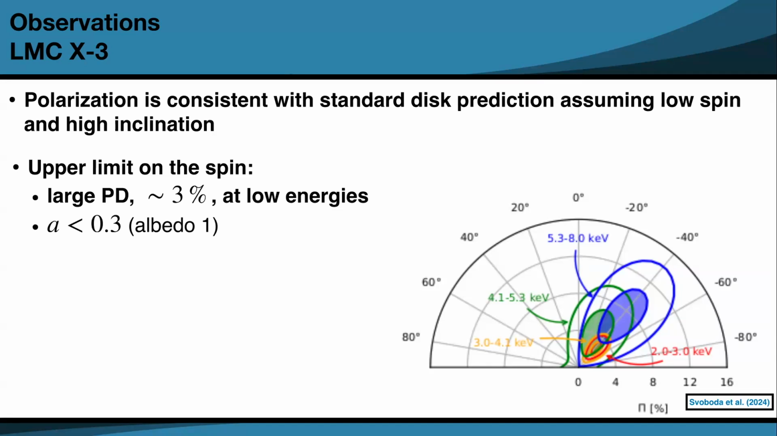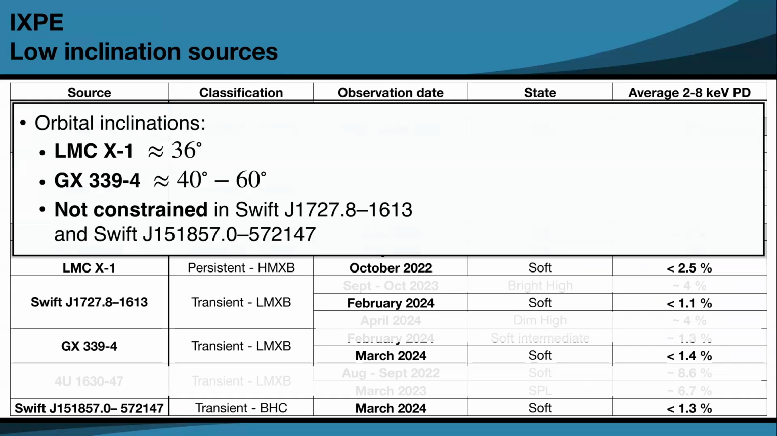So what about the other sources? Actually, for four of them, the polarization was observed to be too low to be detected. In these cases, two of these sources are estimated to have a moderately low inclination. That's the case for M61 and GX339-4. So the standard model predicts a low polarization degree in this case, and the observations are still in agreement with the standard model prediction.